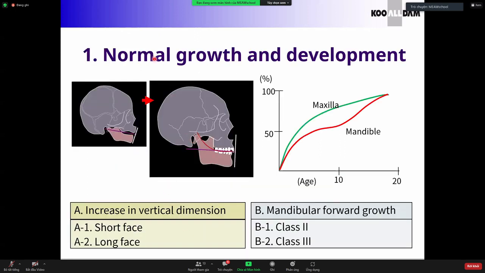What happened in normal growth and development? You should remember two things. First, increase in vertical dimension. Second, mandibular forward movement growth. At first, we can see the maxillary growth, and then we can see the mandibular growth.